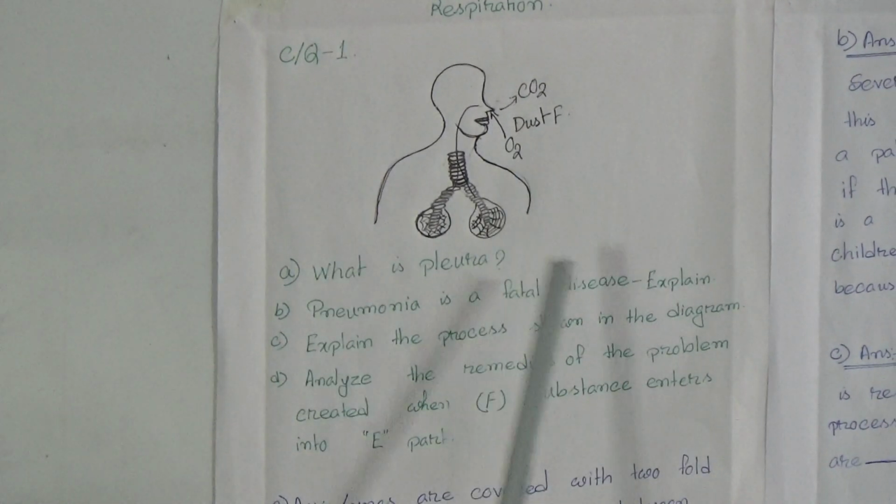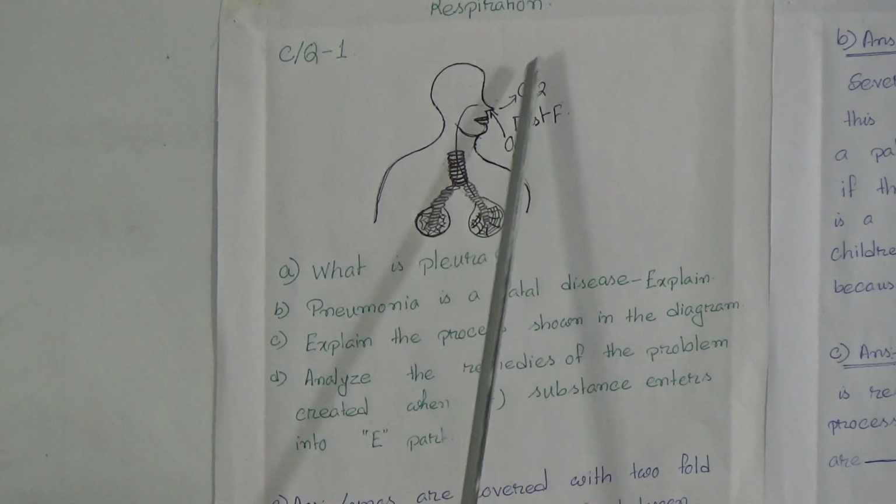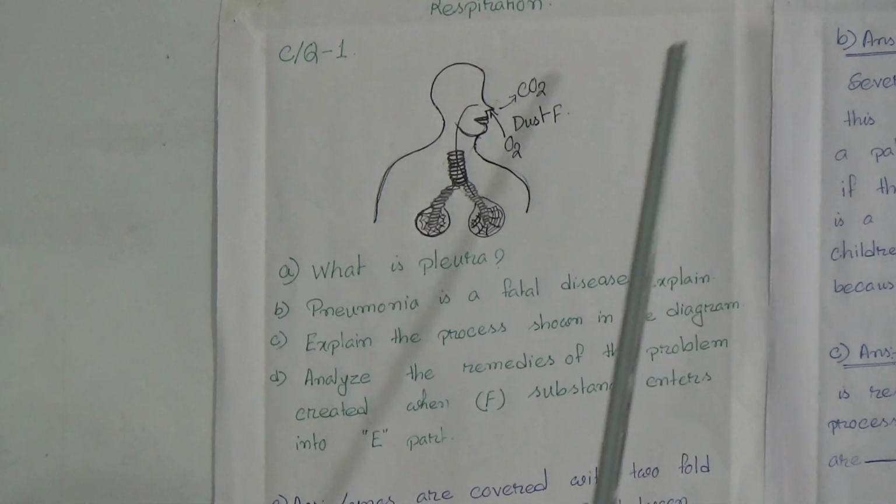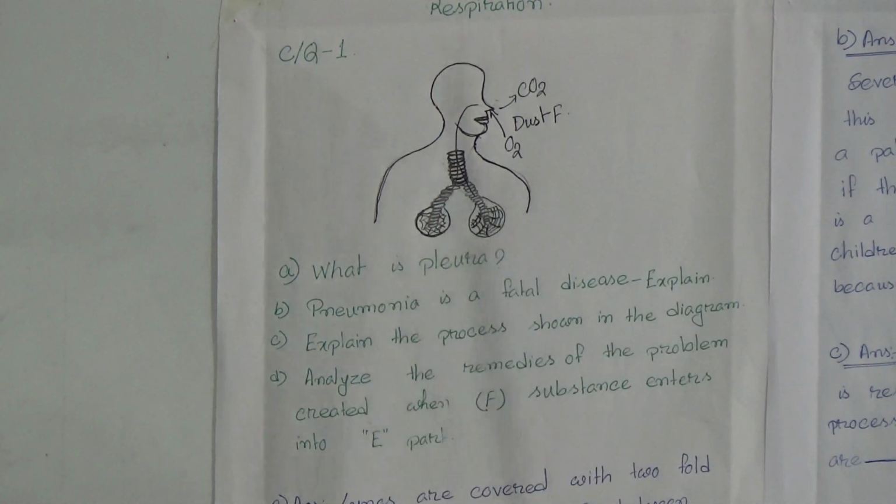Here CQ number 1, this question is from your book exercise. There is a picture and we see a human being who takes oxygen and gives out carbon dioxide, and it is the lungs of this person. A, what is pleura? B, pneumonia is a fatal disease, explain. C, explain the process shown in the diagram. And D, analyze the remedies of the problem created when F, dust particles, enter into E part.